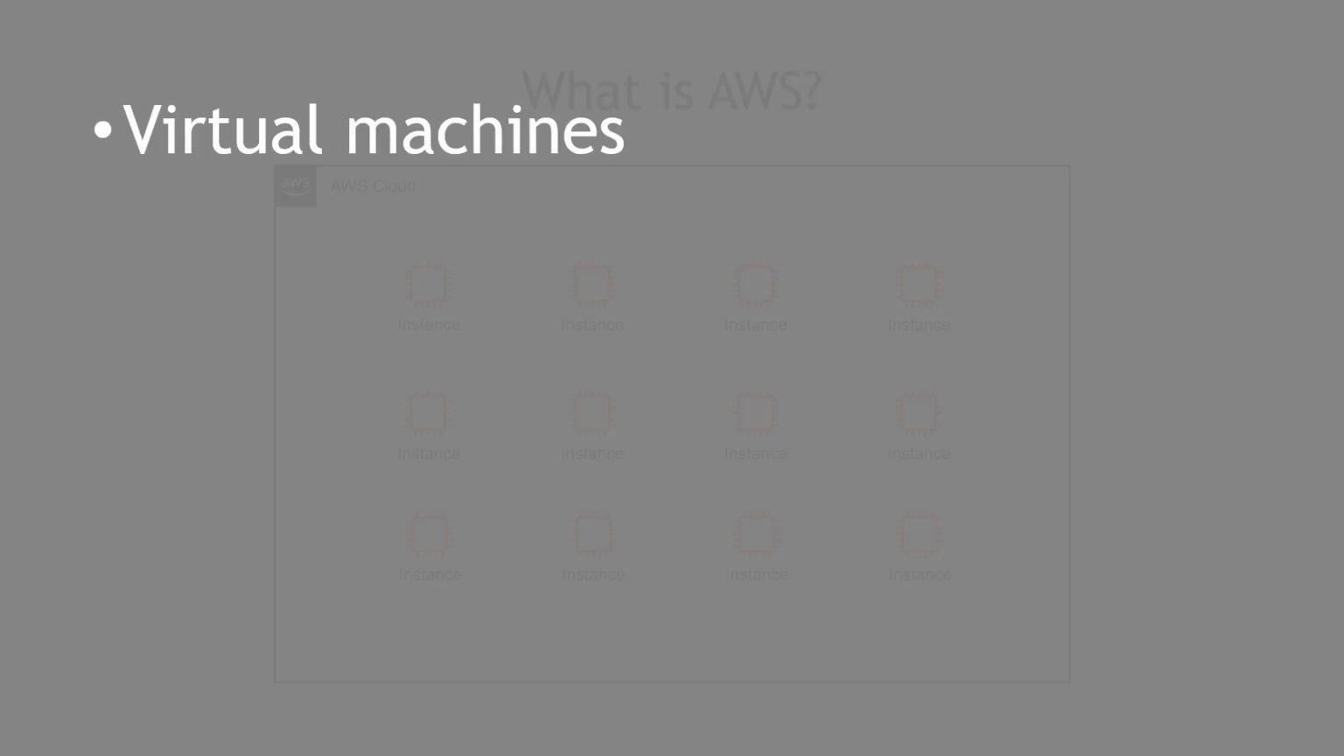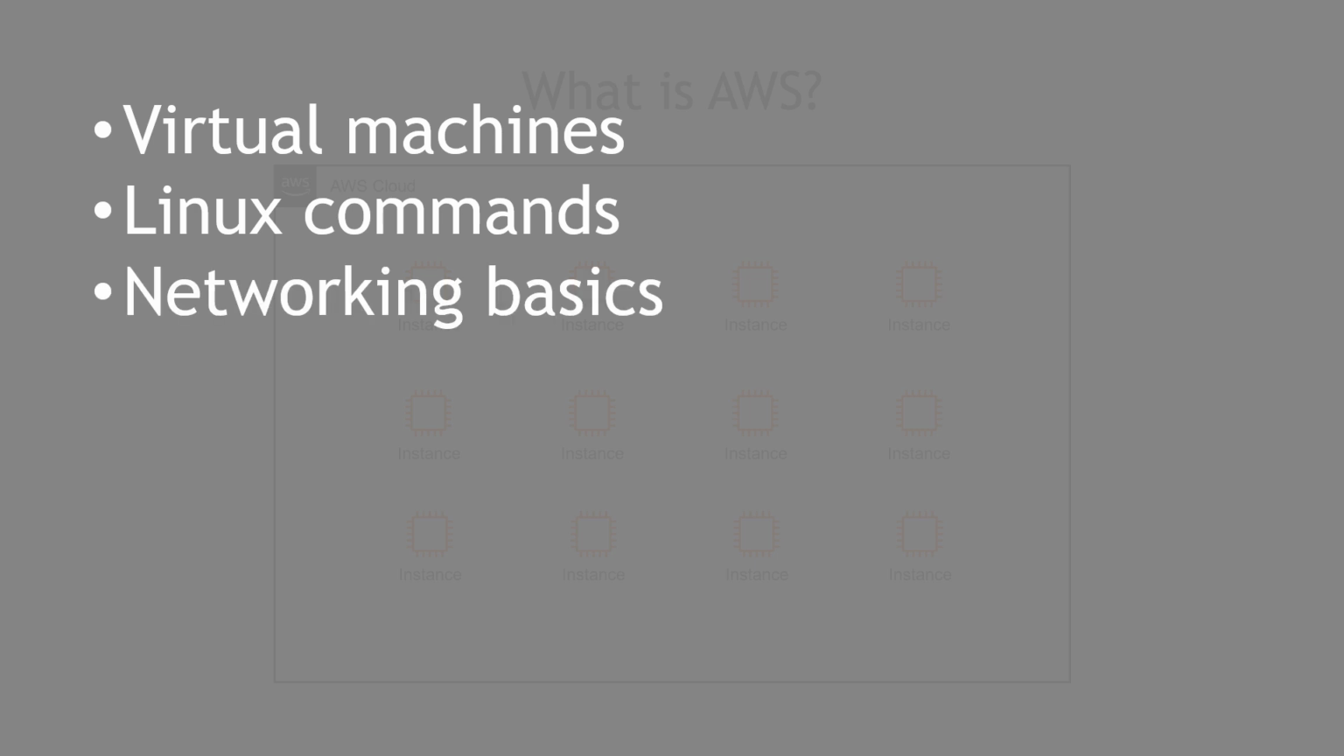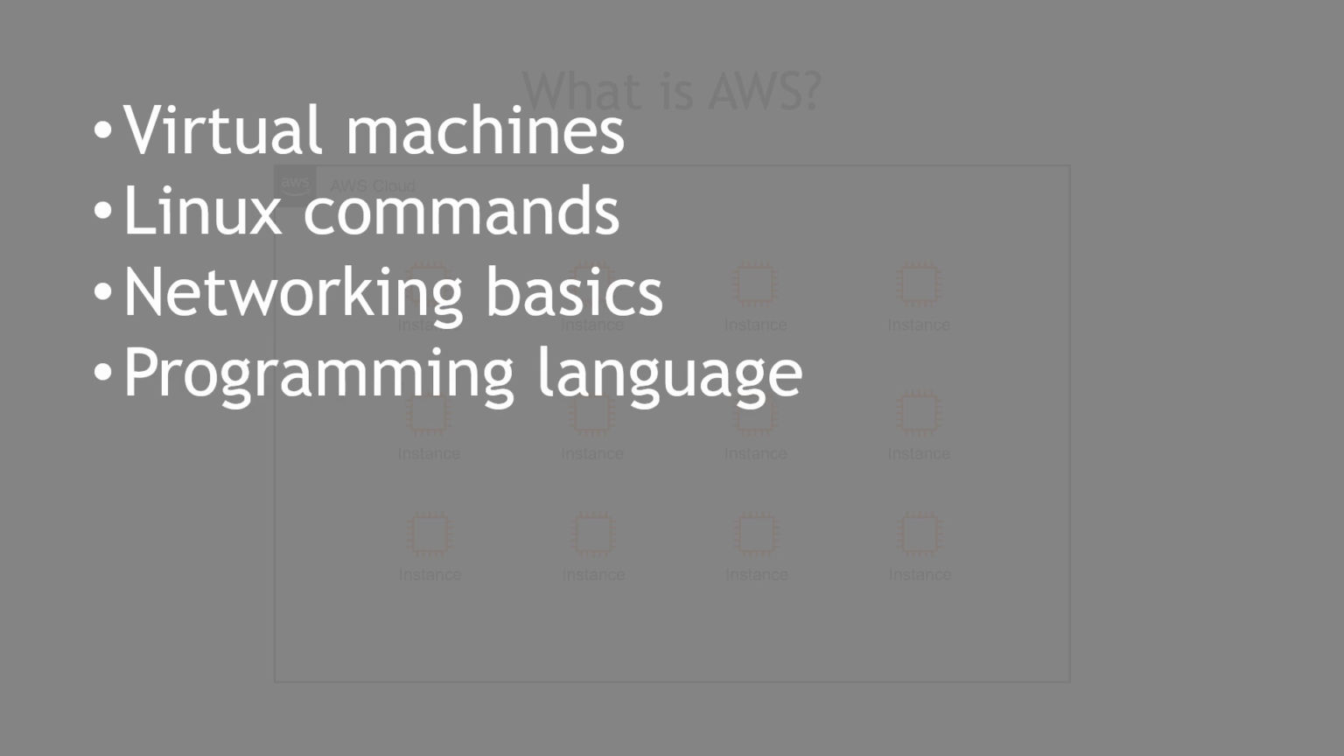So you're going to need to understand virtual machines, how to interact with them on the command line, and largely that's going to mean Linux commands. AWS does support Windows and other operating systems, but I would say Linux is primarily what you're going to use in the real world. And then you need to understand the basics of how they communicate, so basics of networking. And it wouldn't hurt to know at least one programming language. So back to our Google Doc.